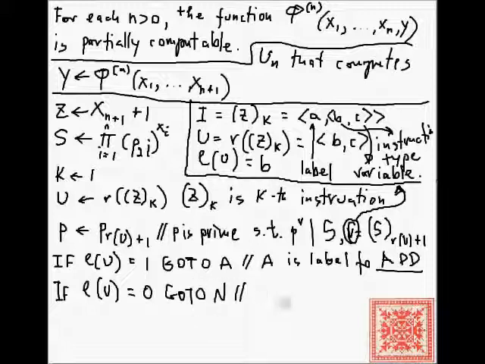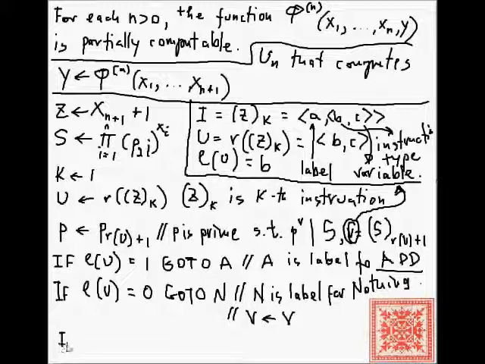So if l of u is equal to 0, then we do nothing. N is the label, which can be thought of as the label for nothing. And I'm using double forward slashes as comments, like in Java or C++. Why do we do nothing? Because if b is 0, l of u is 0, then the instruction is a no-op. V goes to v. Now, if p does not divide s, then we also do nothing, right?